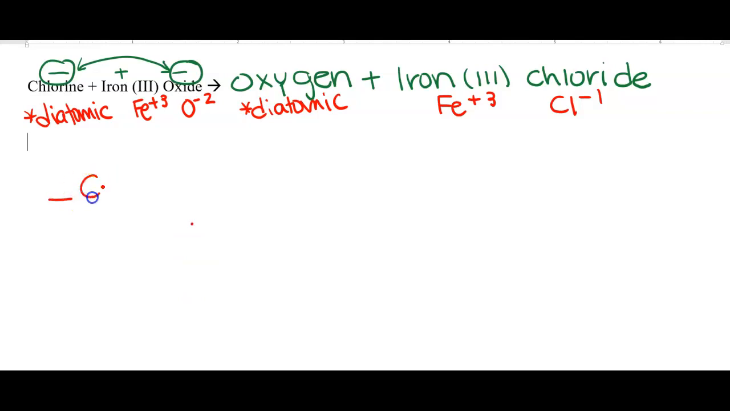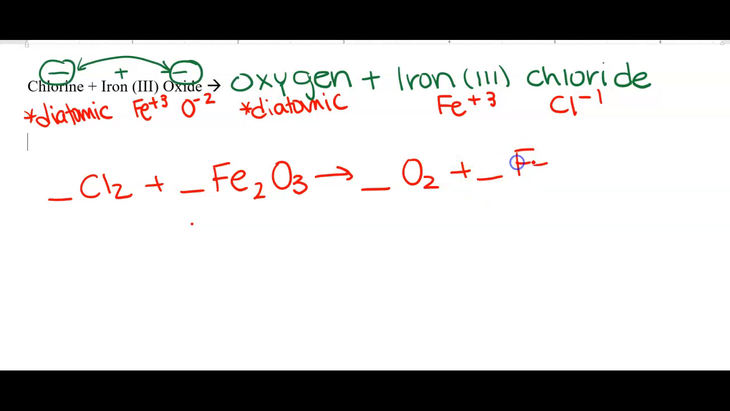So chlorine by itself was Cl2. Iron and oxygen have a least common denominator of 6. Therefore, I need 2 irons, 3 oxygens. Oxygen alone, a diatomic. Iron is plus 3, chlorine is -1. So I need 3 chlorines to cancel out that charge.